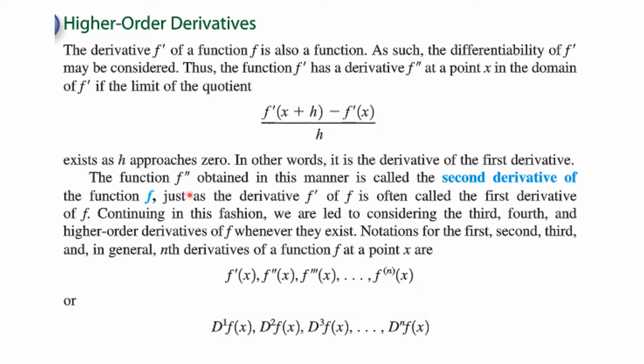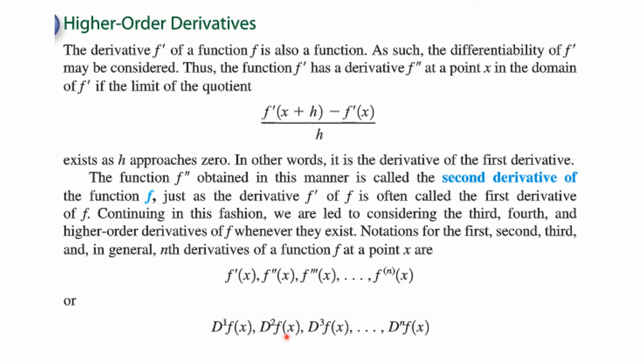The function f double prime obtained in this manner is called the second derivative of f, just as the derivative f prime of f is often called the first derivative of f. Continuing in this fashion, we are led to consider higher order derivatives: third, fourth, and so on and so forth. These are the notations. For a while we use primes, and when it gets more complicated counting the primes, you put an exponent there that looks like an exponent but is really in parentheses, and that stands for the nth derivative.